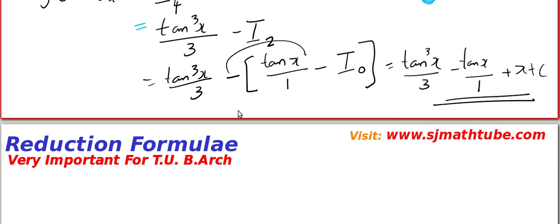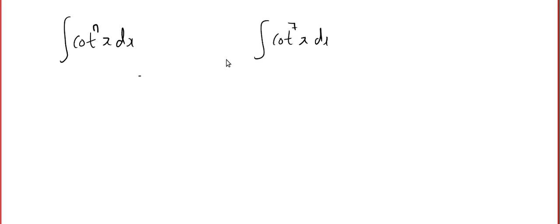Okay, so time to give you some work. Find a reduction formula for cot to the power n x dx. It will be similar to tan, and hence you evaluate the integral of cot to the power 7 x dx. Try it. If you have doubts, you can email it to me, and if you get the answer, please put it in the comment section below.